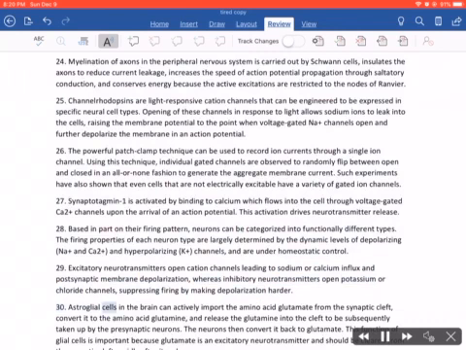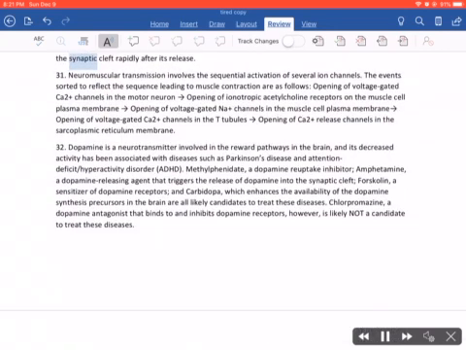30. Astroglial cells in the brain can actively import the amino acid glutamate from the synaptic cleft, convert it to the amino acid glutamine, and release the glutamine into the cleft to be subsequently taken up by the presynaptic neurons. The neurons then convert it back to glutamate. This function of glial cells is important because glutamate is an excitatory neurotransmitter and should be cleared from the synaptic cleft rapidly after its release.